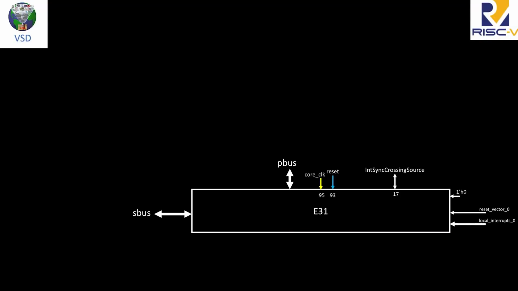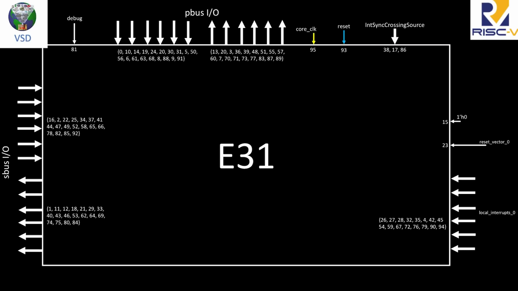We looked into another block, which is E31. It was quite a bigger one. E31 itself was again split into multiple blocks. We took the E31 block, and this was the exact pin locations of E31. The P bus was at the top. The S bus was at the left. And it had a core clock which was coming from the top. So this was the exact pin locations of the E31.